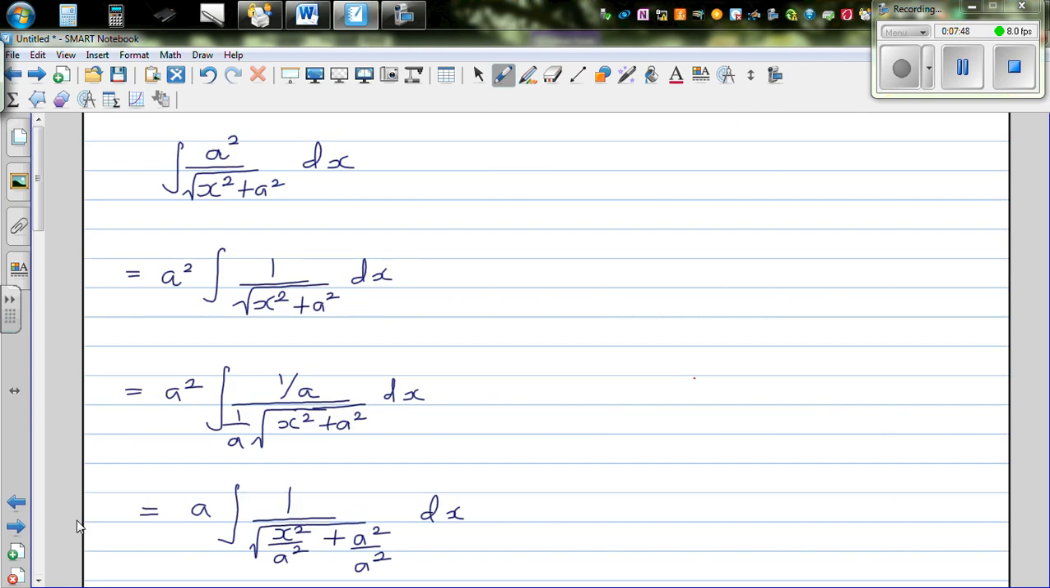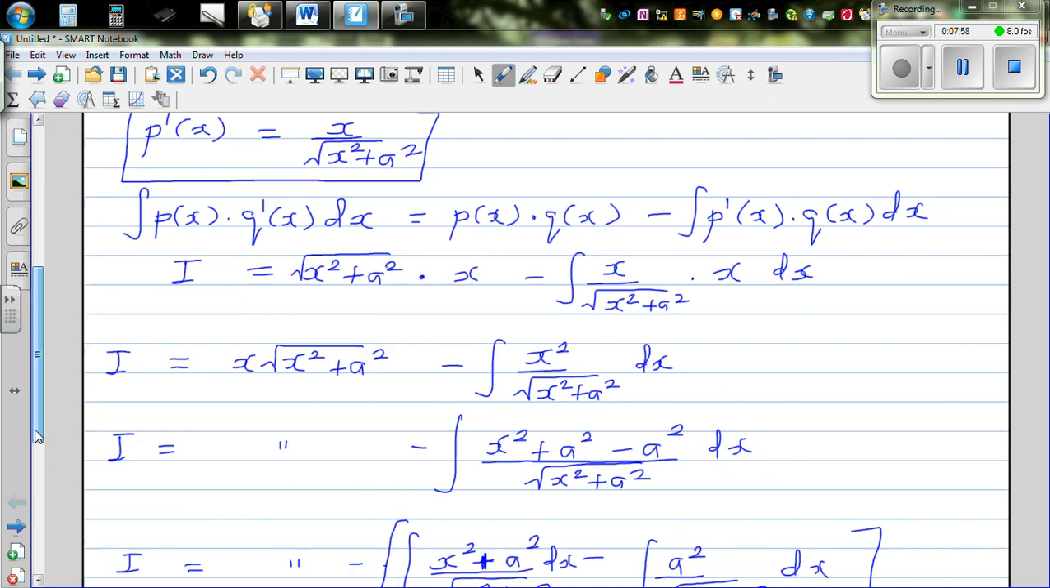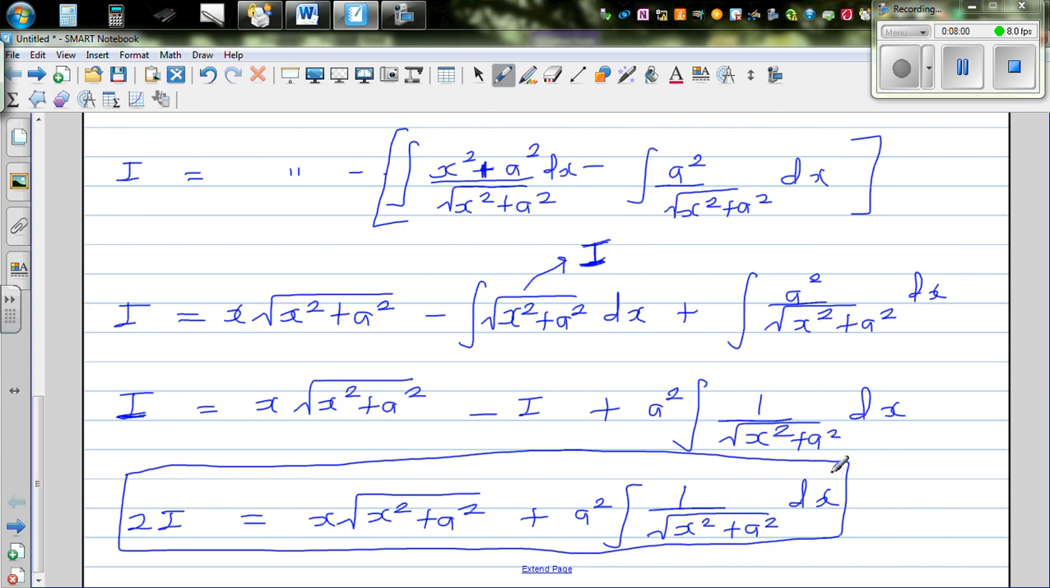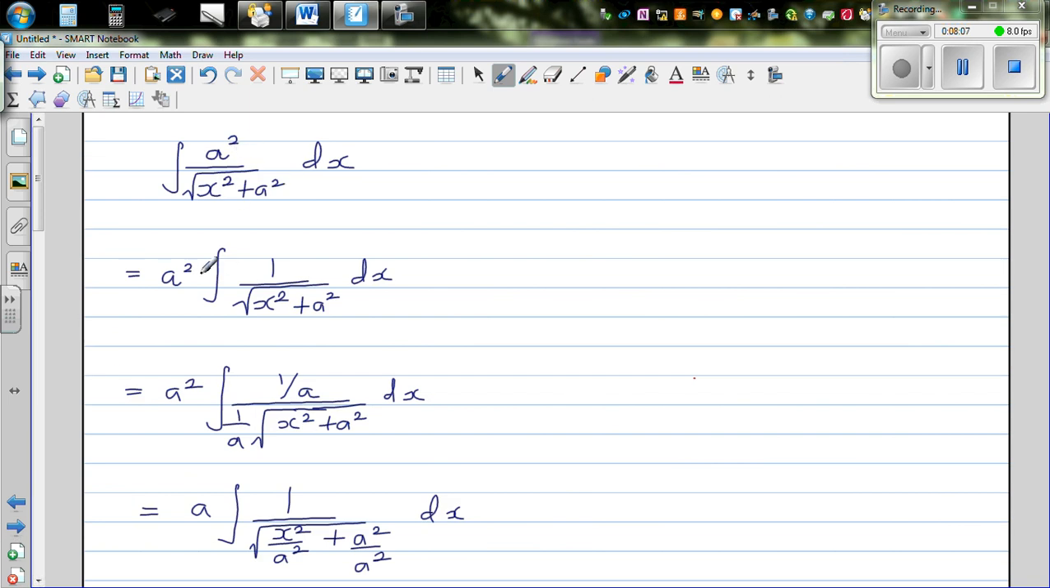So for that, I've already worked this out so that I can go over the steps slowly. So this is what we're integrating. We're looking at how to integrate this function. Okay. Now, this is factoring the a squared out.